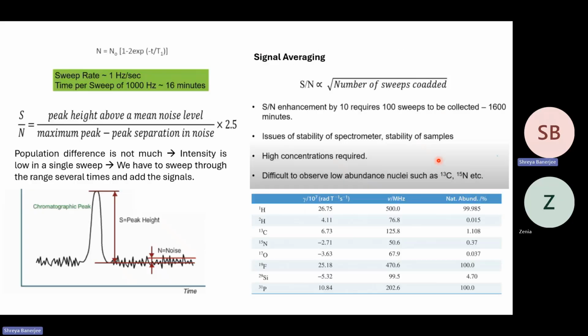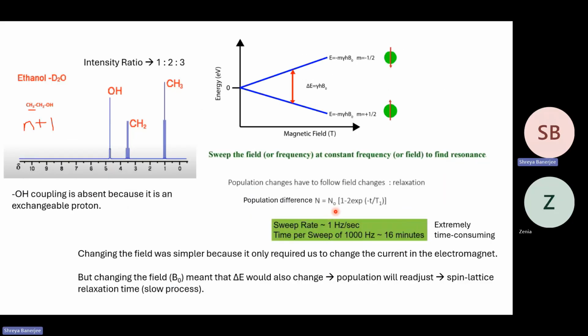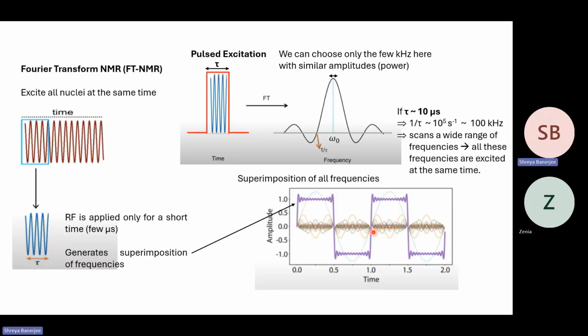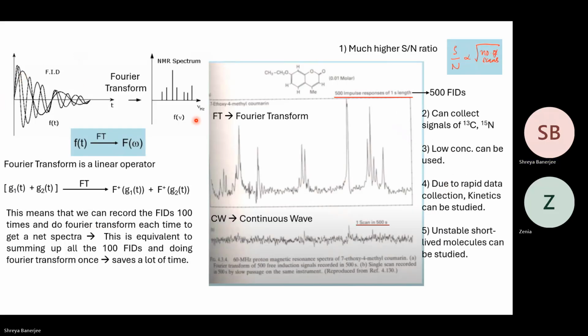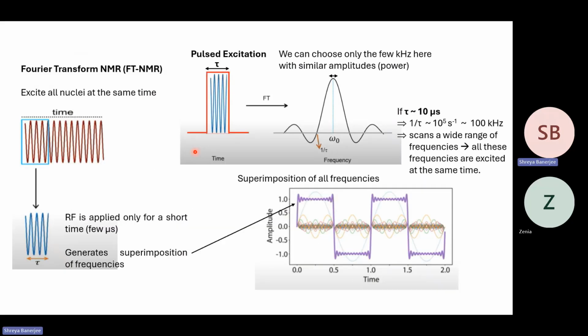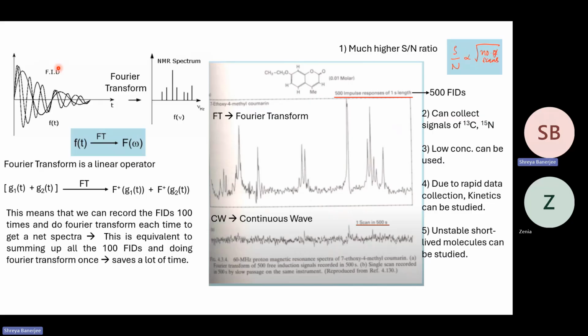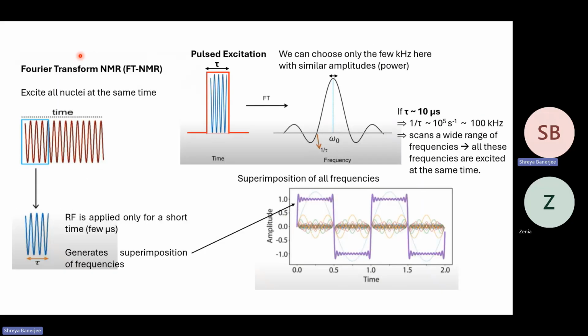So here, what was happening? You are scanning frequency 1 hertz per second. Here what you are doing, you are applying an RF pulse for 10 microsecond, and this is helping you scan 100 kilohertz of frequency at the same time. So when this happens, it follows the normal NMR pattern, where you are exciting 100 kilohertz of frequency at the same time.